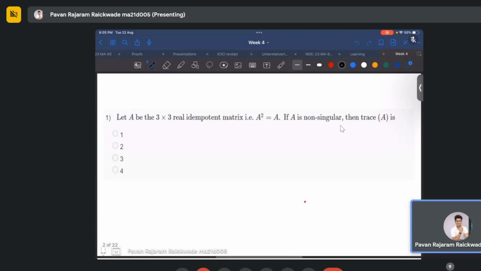Question number 1: A is a 3 cross 3 real idempotent matrix, that is A square is A. If A is non-singular, then what is the trace? Okay, Ajay, I think, has solved the problem. Can you explain how you reached the answer? Sir, for an idempotent matrix, we have eigenvalues 0 and 1, and the matrix is non-singular, so 0 can't be an eigenvalue.